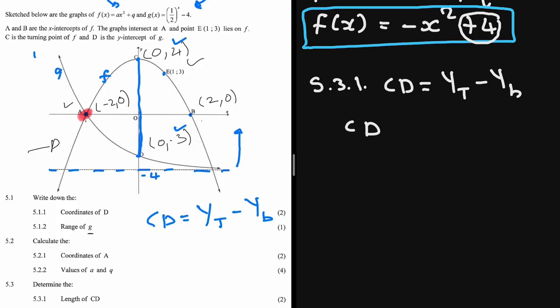So the y top is the point of what? The one at the top is C. So that means we're going to put now the value of y for point C is going to be 4 there. And then we say minus, what is the value of y at D? So the value of y at D is going to be -3. So this is going to be -3 here. And then we find the length of CD to be what? 4 plus 3 is going to give us 7 units.